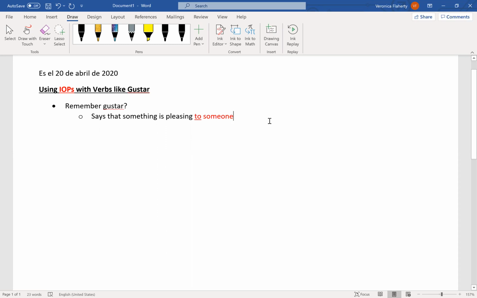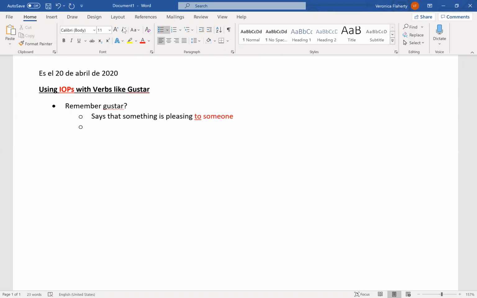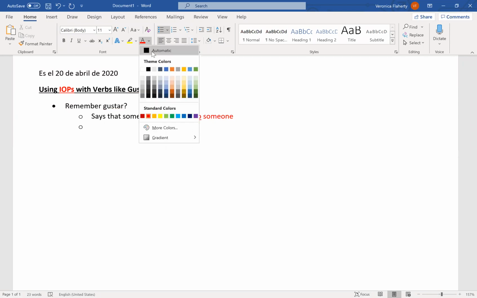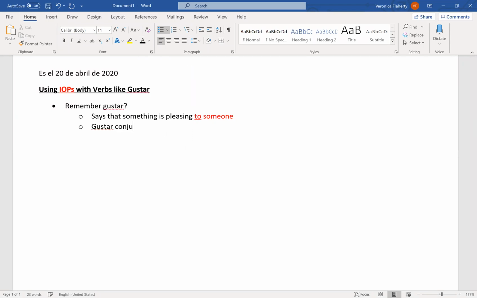Okay, so we said that gustar conjugates to match the thing that pleases someone. Gustar conjugates to match the thing or things.